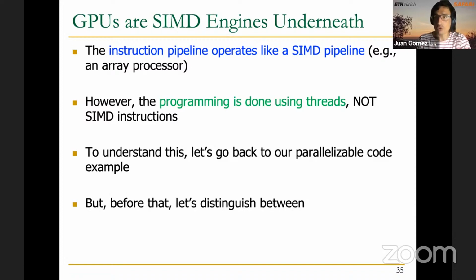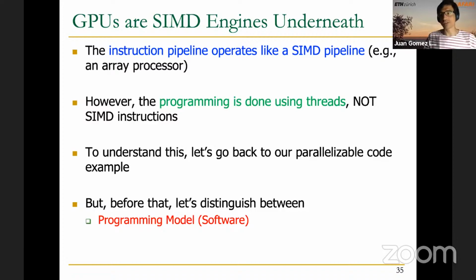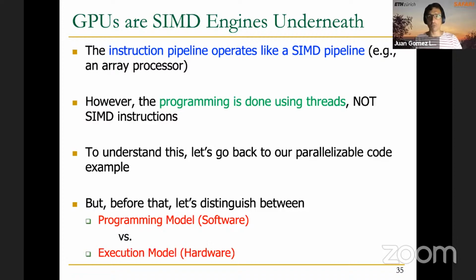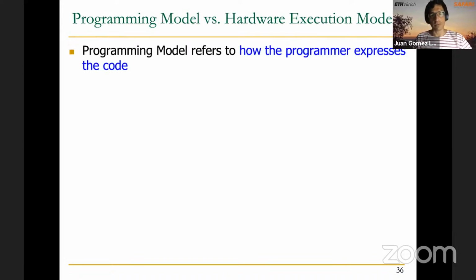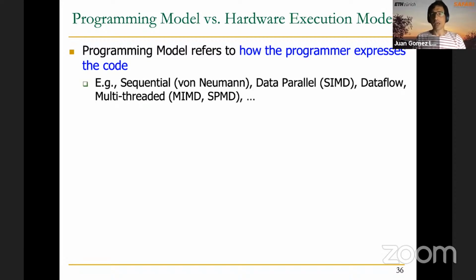But first, we want to really distinguish the difference between the programming model, which is a software concept, and the execution model, which is a hardware concept. And I'm going to give you several examples of these. The programming model refers to how the programmer expresses the code. And there are many different ways of doing this. I know that you are familiar with C and C++ programming. Maybe you also have some experience with parallel programming, like maybe using Java threads, or OpenMP or Pthreads, or maybe using CUDA or OpenCL.